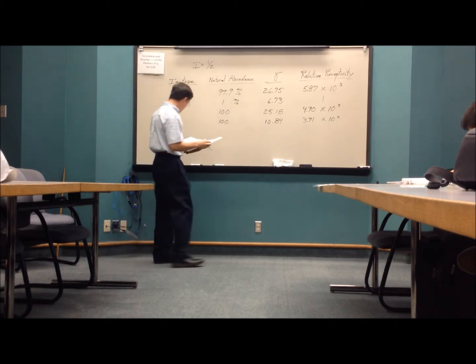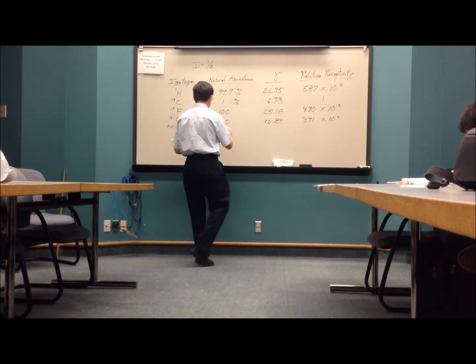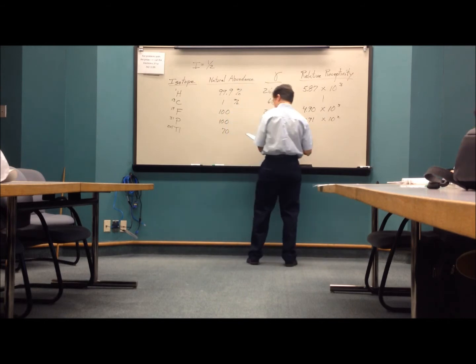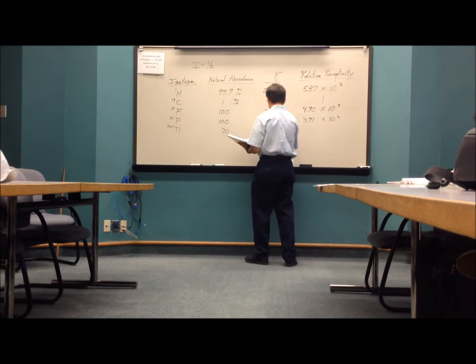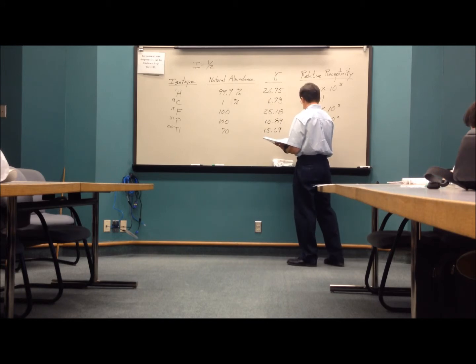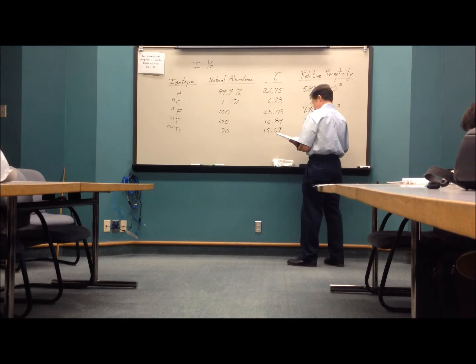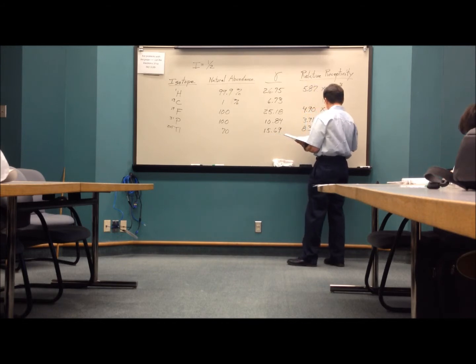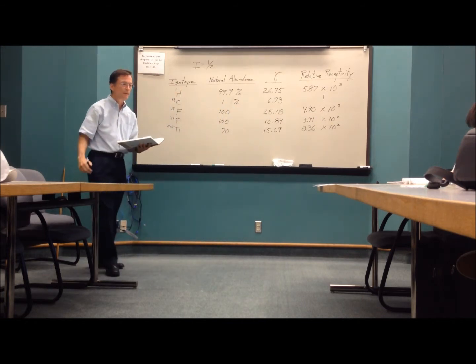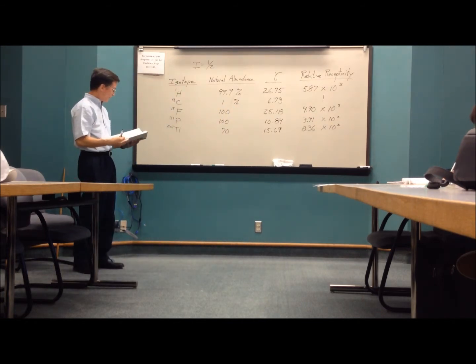Thallium-205 has a natural abundance of about 70%. Gamma of 15.69, very good. And this translates into a receptivity in there. From here on out, everything is going to be worse.